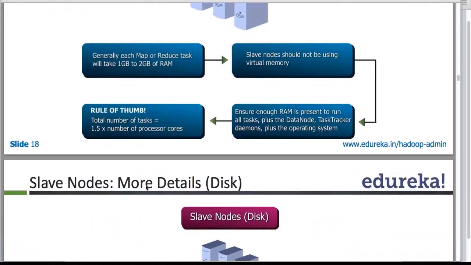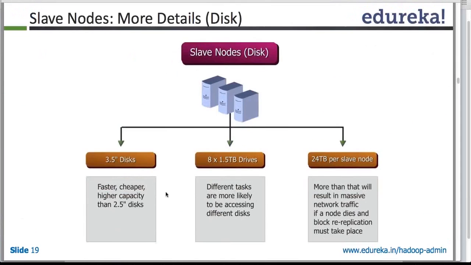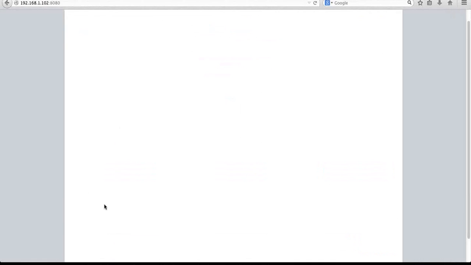Now, next point. Similarly, the disks which I talked about, always go for larger disks. Do not go for 2.5 inch disks. One is they're expensive. Second is their access speed, meaning rotational speed will be less. Right? So I think this is quite common physics.